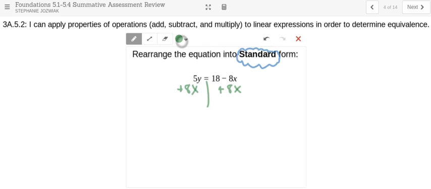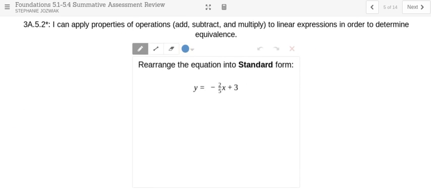Because when I do that, I can get negative 8x and positive 8x to cancel out, which means what I get overall then is on the right side, 8x and 5y are not like terms. I'm just going to take them and rewrite them. So 8x plus 5y is equal to 18. And now if I look, my x and my y are on the same side, and there's no fractions, so this is standard form.